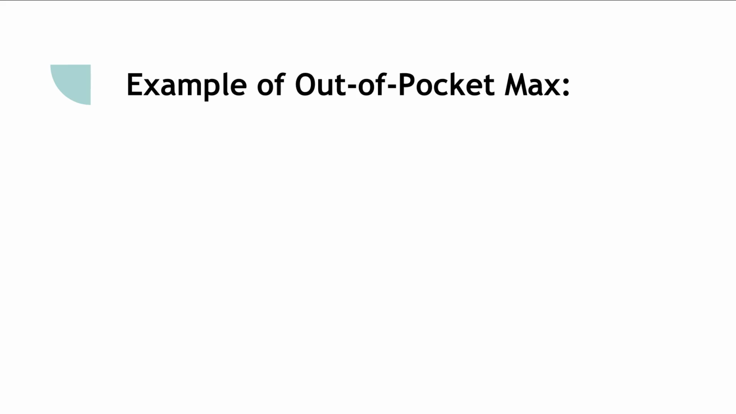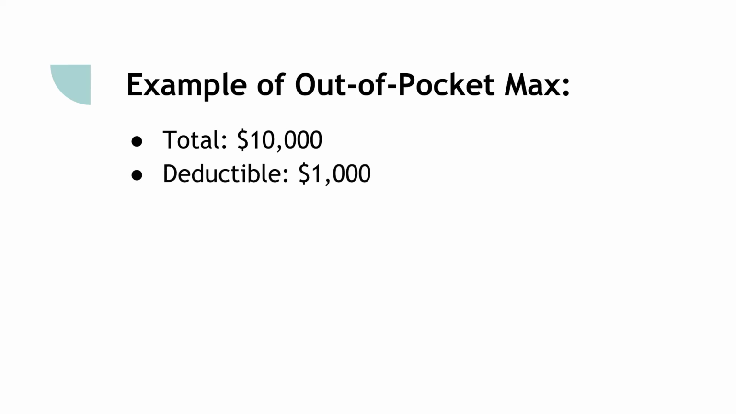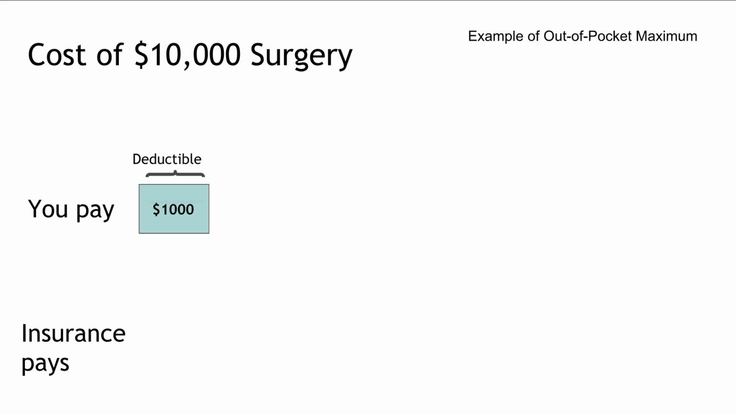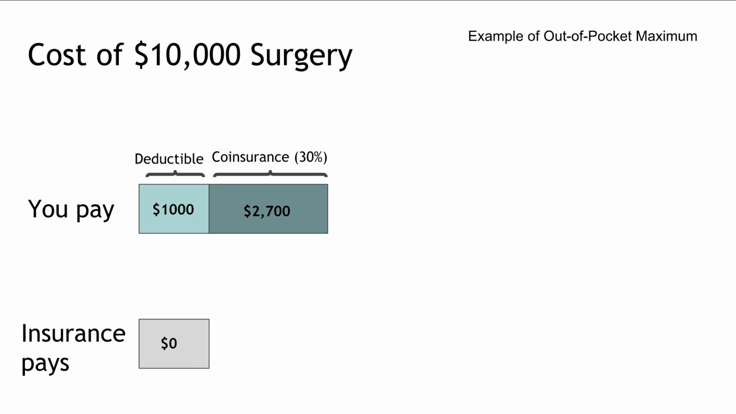Here's an example. Imagine you had a surgery that cost $10,000. Your deductible is $1,000. Your coinsurance is 30%. And your out-of-pocket max is $3,000. So how would you pay for this surgery? You'll first need to pay your $1,000 deductible. Then you would pay 30% of the remaining $9,000.